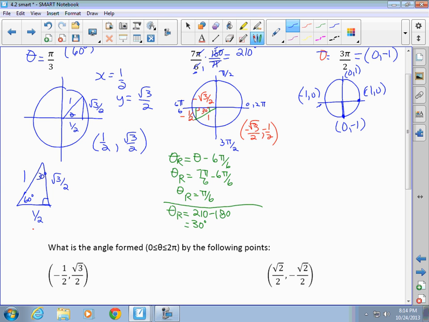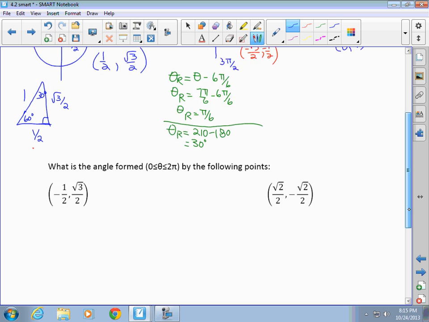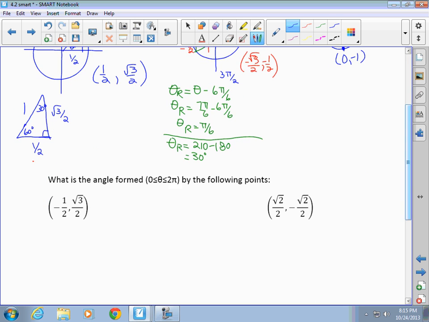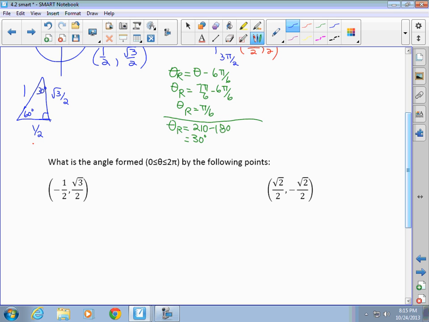Okay, the next example says, what is the angle formed when theta is in between 0 and 2 pi by the following points? Okay. So I know that this is my x value, and I know this is my y value. So for x to be a -1/2, I know it's going to be on this side here, and y is positive, so then I know it's going to be up in here in quadrant 2. So it's going to look like that.